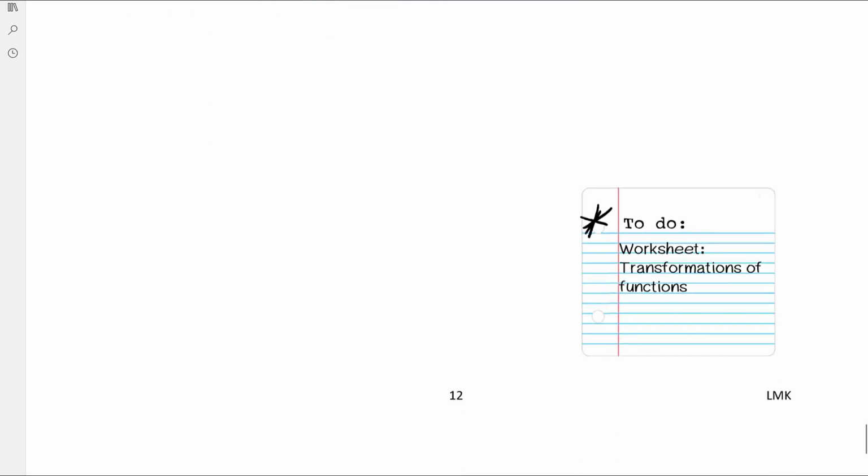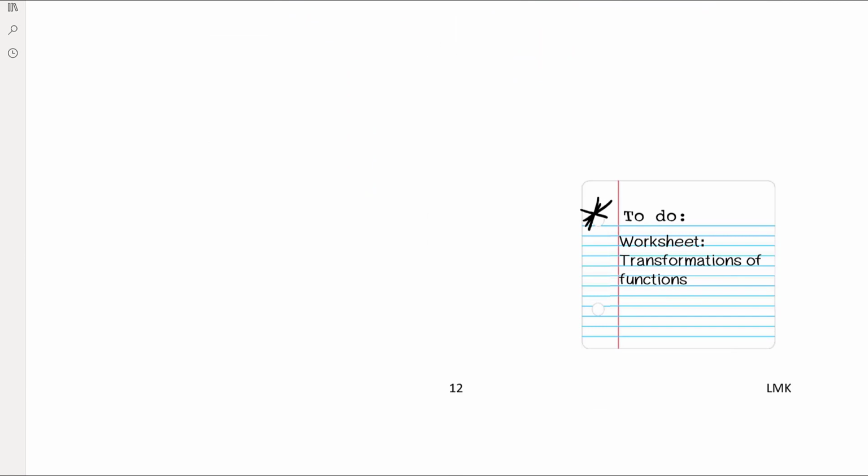All right, so there is some work for you to do playing around with transforming functions on a worksheet today.